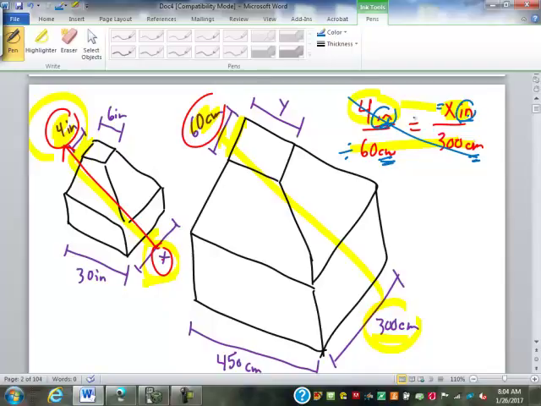What's going to happen, this will be inches times centimeters, and then divided by centimeters. So the centimeters divide out, and I'm left with inches. So 4 inches times 300 centimeters divided by 60 centimeters. So the centimeters divide out. 4 times 300 divided by 60 is 20 inches. Make sense?